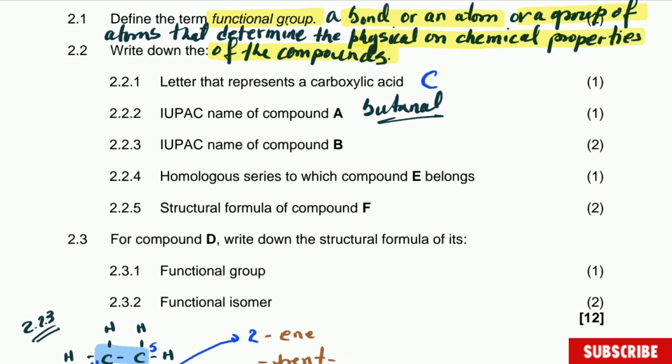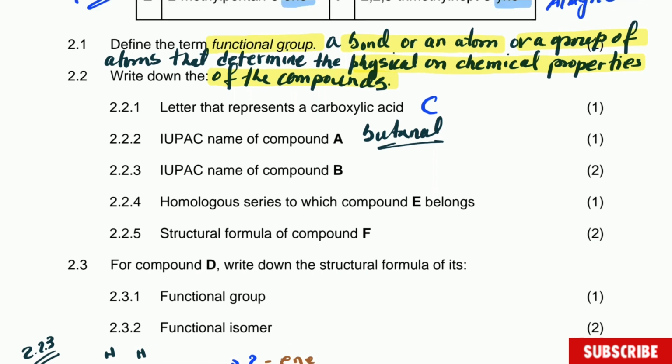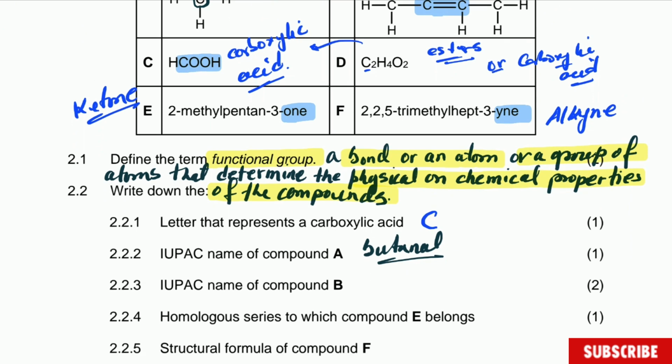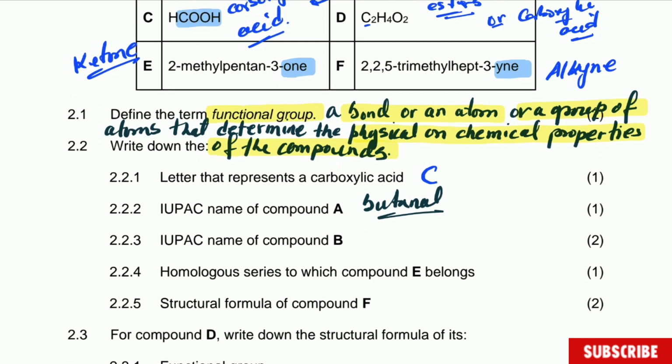Write down the homologous series to which compound E belongs, and we did find out the homologous series of all of them. So that one is going to be a ketone. Ketone, there we go. Now, structural formula of compound F.